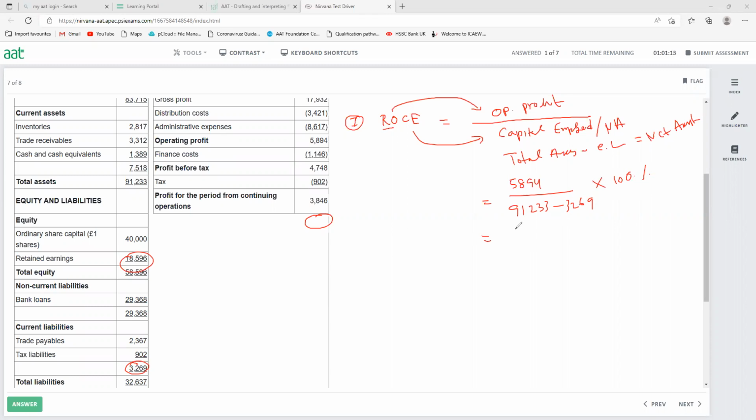So we have 91,233 minus 3269. That is 87964.